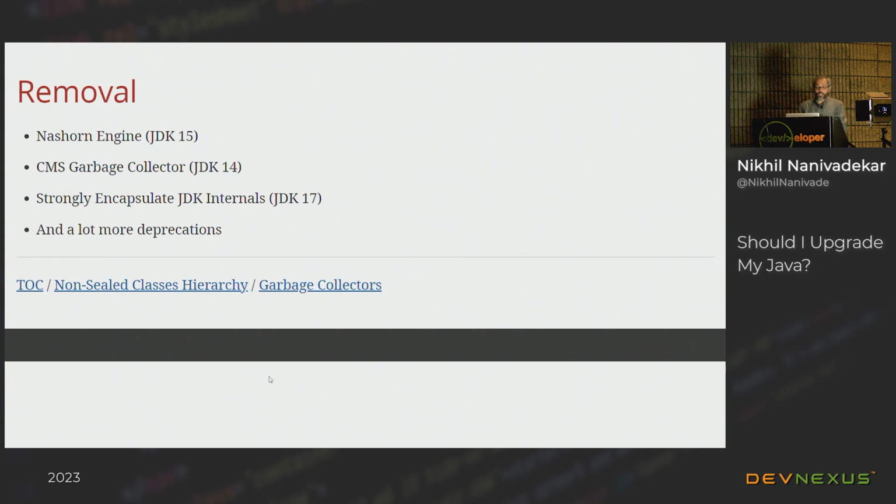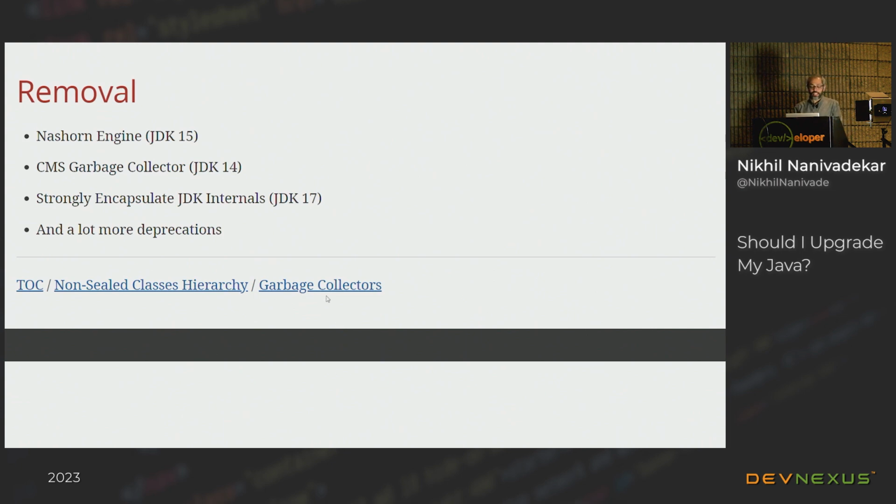The CMS garbage collector was removed in JDK 14. It had a good run for a few years, and I think it was time with all the other GCs coming up. As part of JDK 17, in addition to the sealed classes, they also started strongly encapsulating the JDK internals. So things that used to leak, like implementation level details that should not be exposed to users, started getting sealed. And there were a few more deprecations, but these were the three interesting ones that I thought I should call out.